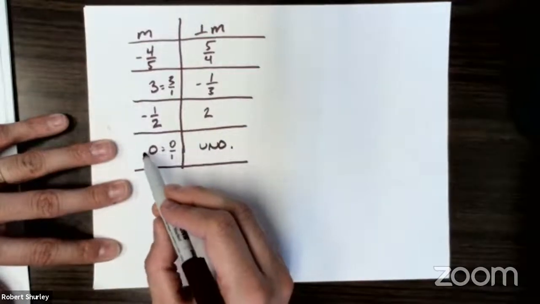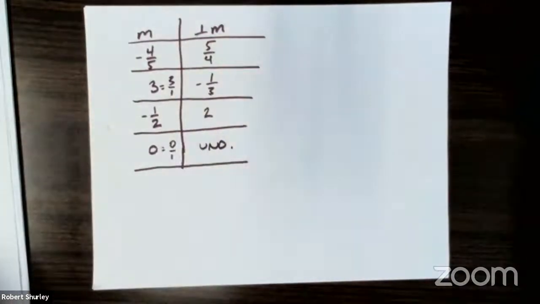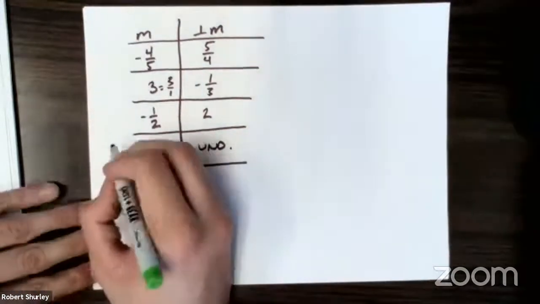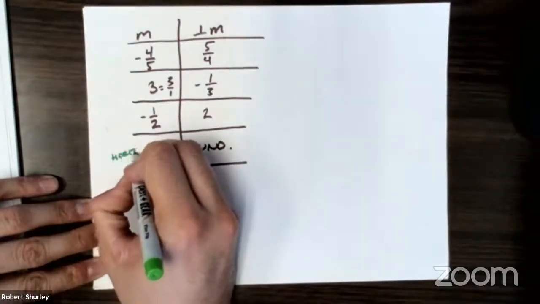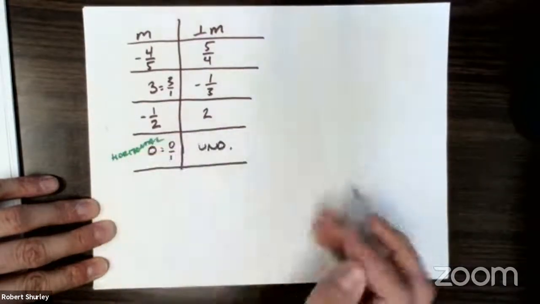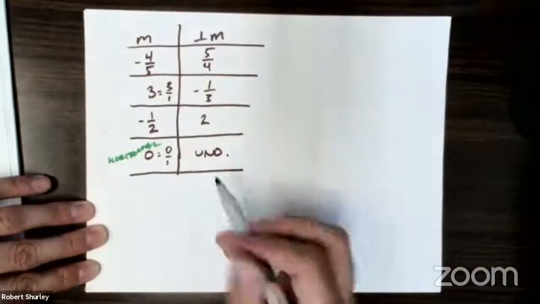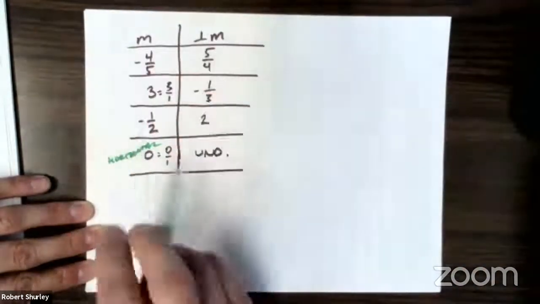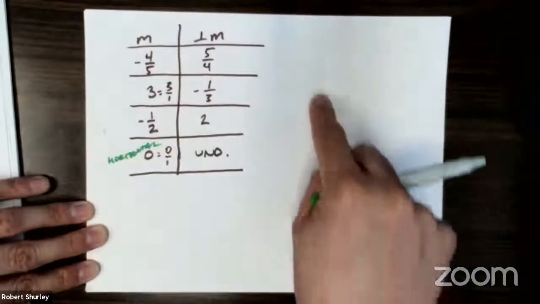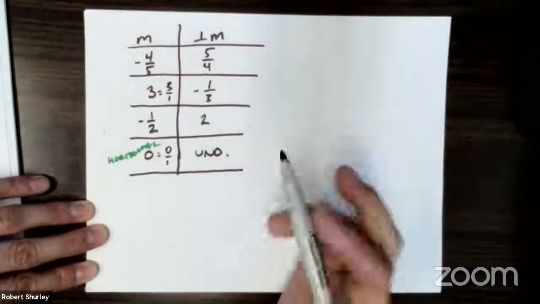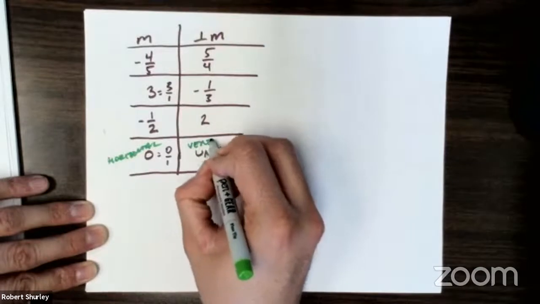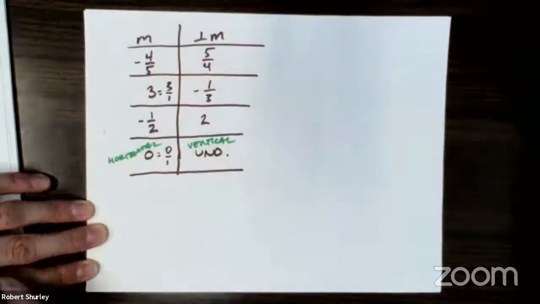Now remember, what kind of line has a slope of 0? This was a horizontal line, right? It was a flat line, slope of 0. Now, if we want to find its perpendicular, a horizontal line, the perpendicular to it is a vertical line, right? And we know vertical lines have undefined slopes.